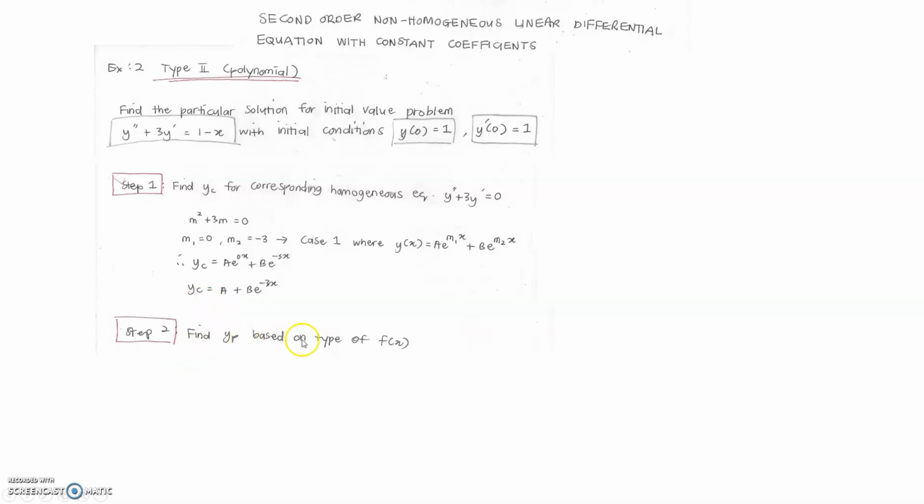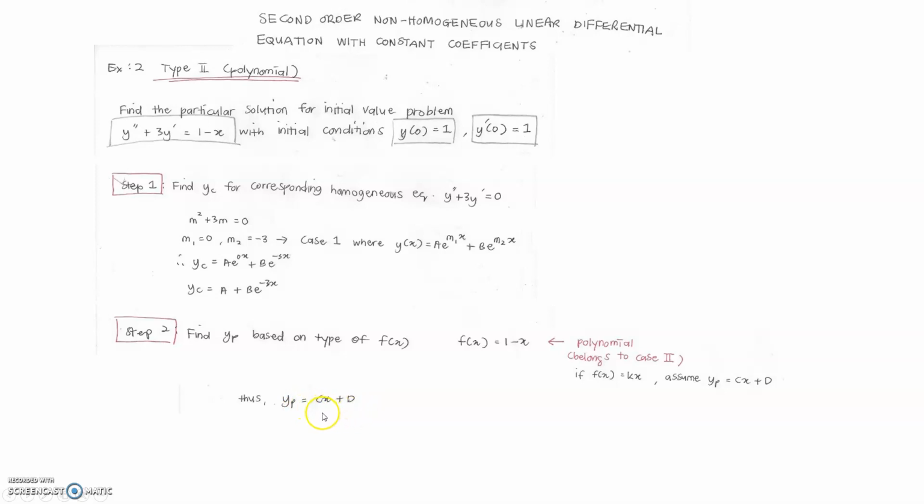We find yp based on the type of f(x). So what is the type of our f(x)? Our f(x) is a polynomial type, so you refer to the table that I provided before. When it's polynomial, it belongs to case number 2. If f(x) equal to kx, in this case k is negative 1, so the number 1 you can just eliminate. We just consider negative x, so k is negative 1. So I can assume my yp is equal to cx plus d.